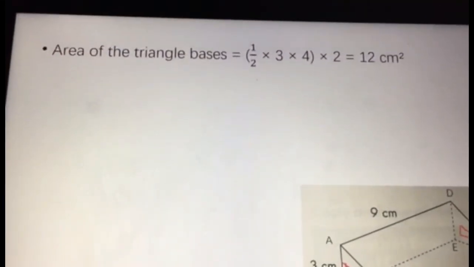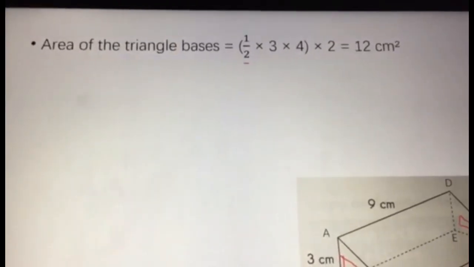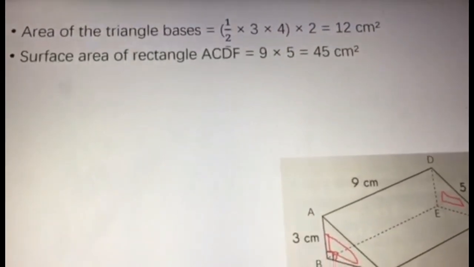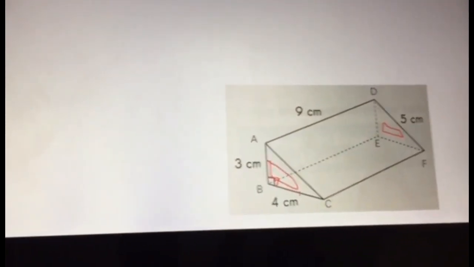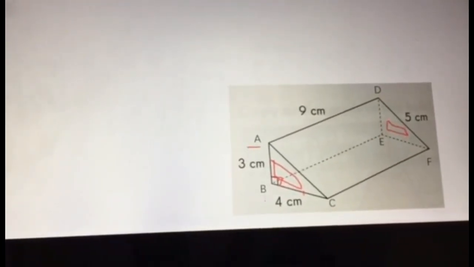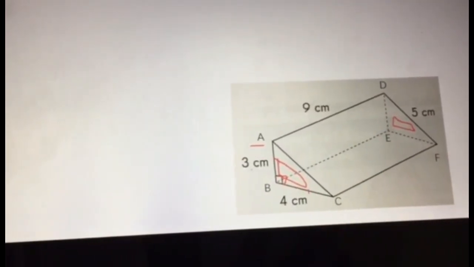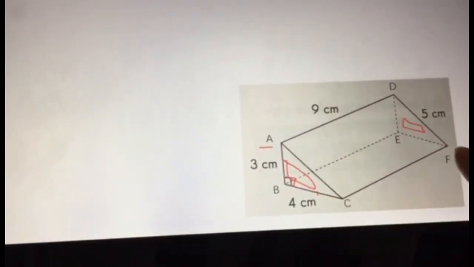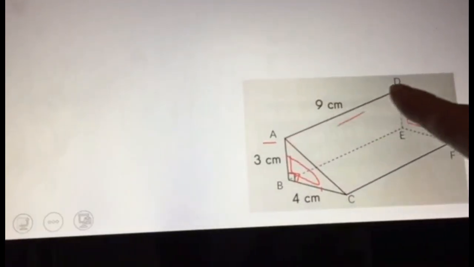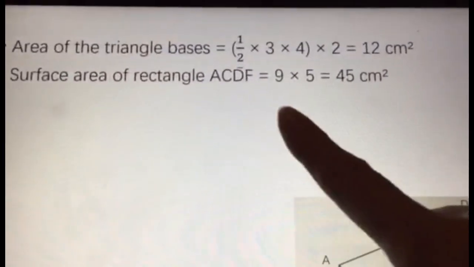So base times height divided by 2 is one of the triangles, and times 2 is both triangles. Next, the area of the rectangles. I named the rectangles so that you know which one I am talking about. This is A, B, C, D, E, F. I started with the bigger rectangle, which is easier to see, A, C, D, F, and it has length 9 centimeters and width 5 centimeters. So the area is 9 times 5.